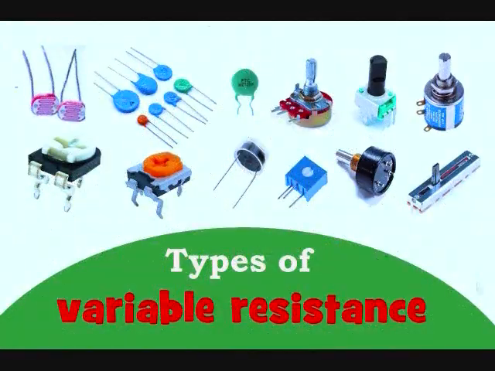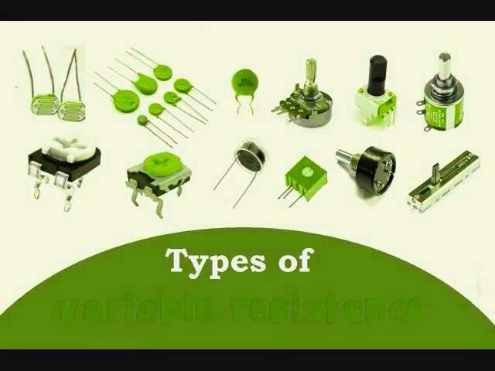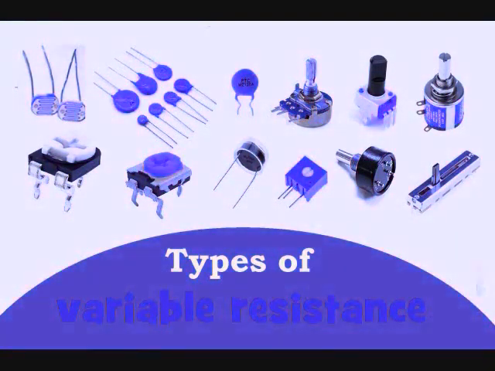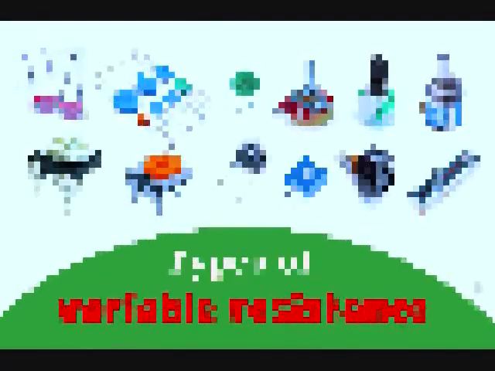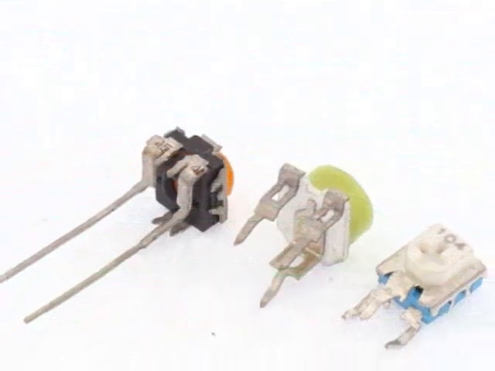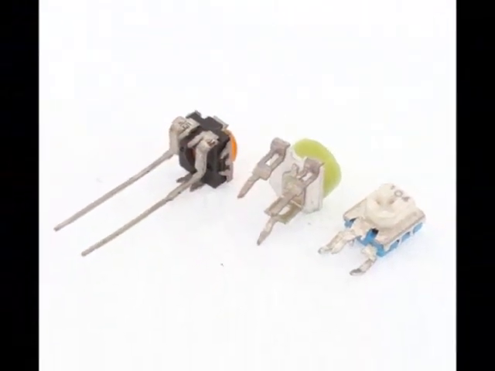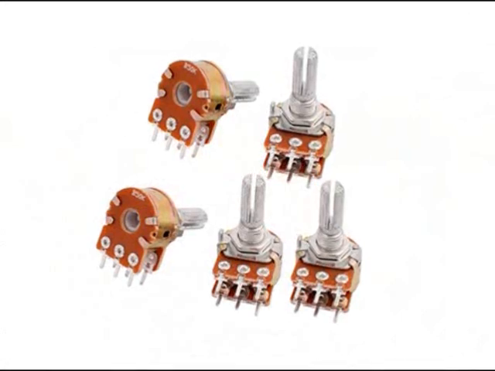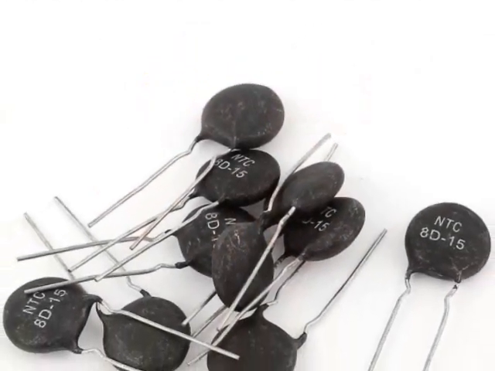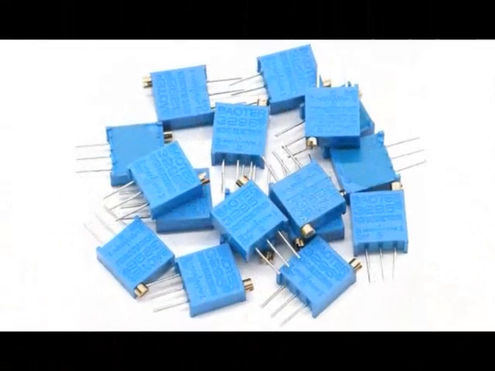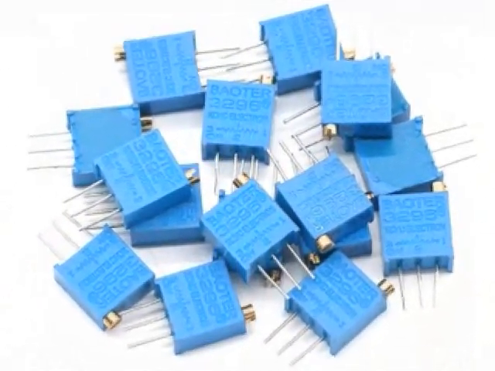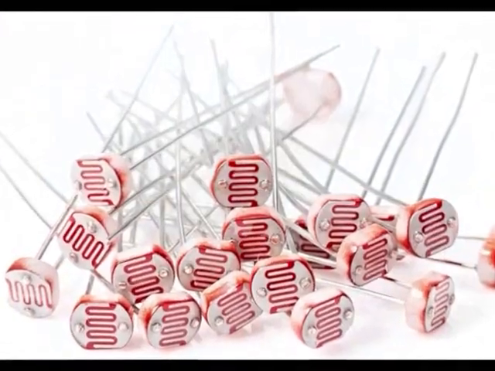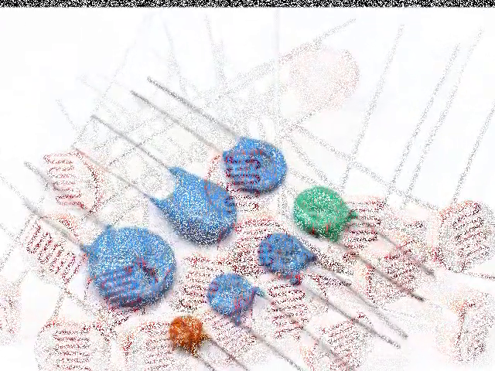Types of variable resistance. Variable resistors are resistors whose value can be changed in the circuit. And unlike fixed resistors, they do not have discrete values. The value of these resistors can be any number. Variable resistors are divided into two categories: independent resistors and dependent resistors.